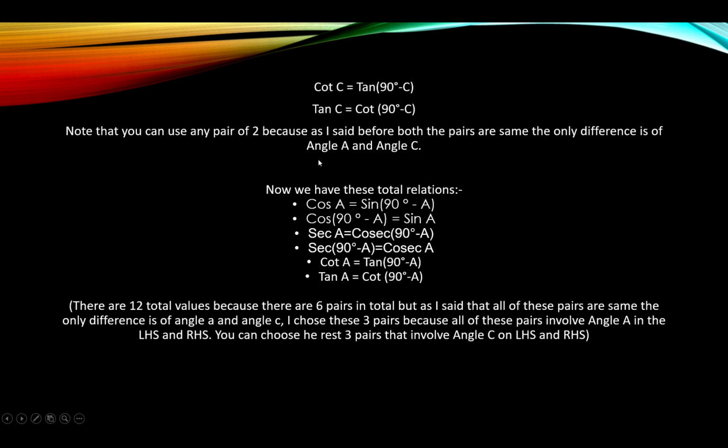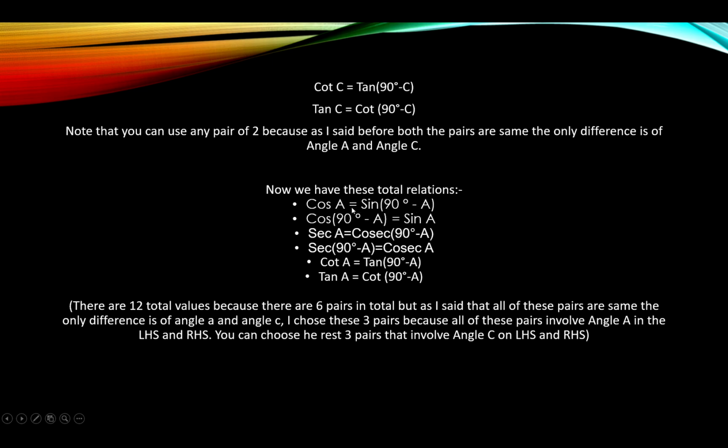Now we have these total relations, which are cos A is equal to sin(90 - A), cos(90 - A) is equal to sin A, sec A is equal to cosec(90 - A), sec(90 - A) is equal to cosec A, cot A is equal to tan(90 - A), and tan A is equal to cot(90 - A). Keep in mind that I just used the pairs which involve angle A in both the left hand side and the right hand side.